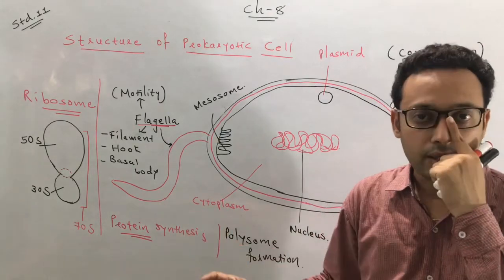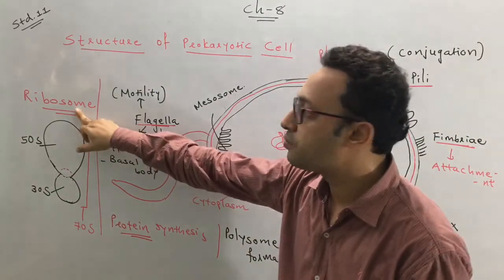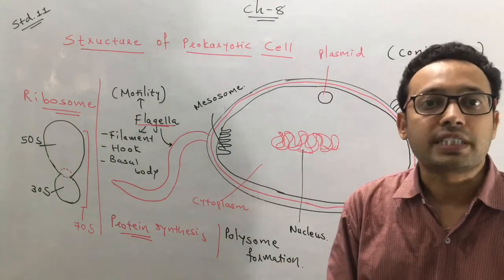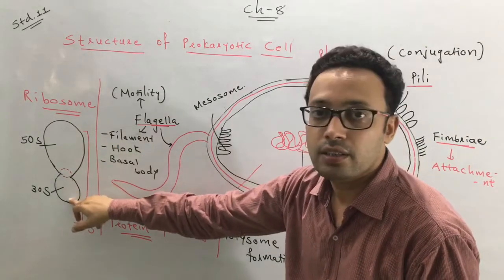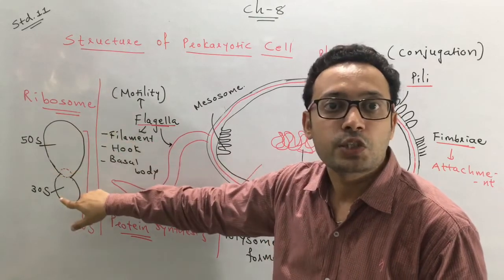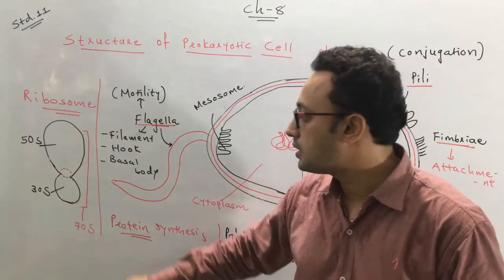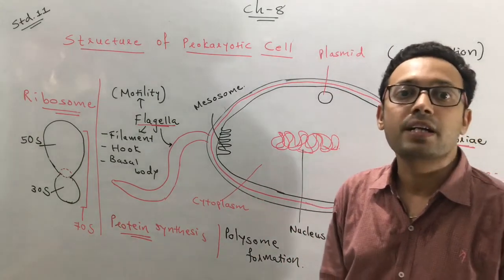So that is about the ribosome. I repeat, what is a ribosome? Ribosomes are present on the cell membrane and made up of two subunits, larger and smaller. The size of the larger subunit is 50 S, the smaller subunit is 30 S, and the total size is 70 S. S is a unit, the Svedberg unit.